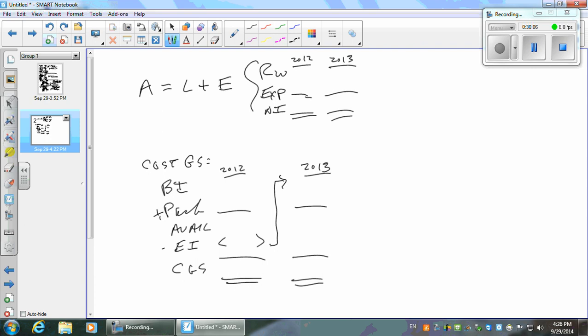Well, the ending inventory is understated by 3,000. This is too low by 3. And I guess from that we could assume that beginning is okay, purchases is okay, and that makes available okay. Got it?